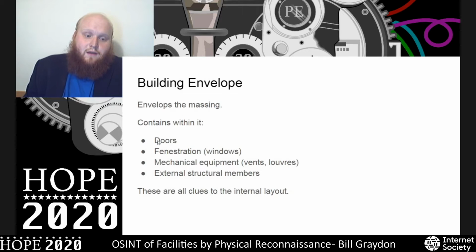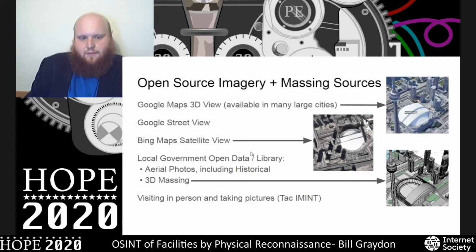The building envelope is another term that envelops the massing, and it's the surface area, so to speak, on it. It contains doors and windows, and we'll use throughout this presentation the architectural term for windows, which is fenestration. It might have mechanical equipment like vents and louvres, as well as external structural members. All of these things are clues to the internal layout, which we will talk about in depth.